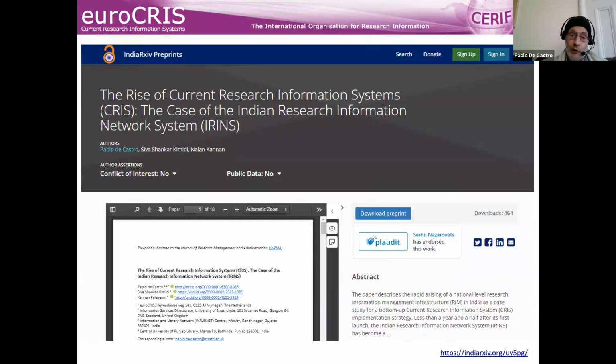This is a joint work between Eurocris and the IRINS team on how the system has gradually grown, how it has been implemented, the support it has received from the Ministry of Education, how it works with the national portal called Vidwan, which is an expert finder system that we will see in a minute, in a similar way to the system interoperability model I described earlier, with the institutional CRIS implementations at the bottom, and then the information exchange with a top portal that operates at a national level.